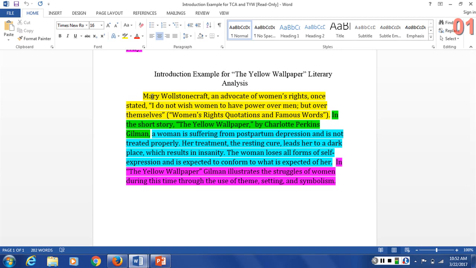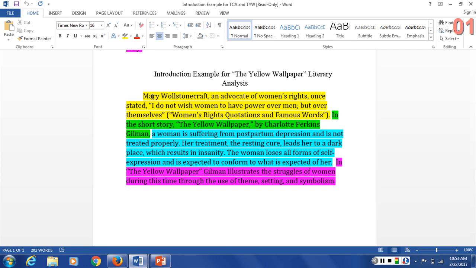It could also be a comparison. It could be a shocking scenario or a shocking statement, something that would be the opposite of what someone would initially expect. So you can see right here in this introduction example that I have written, I have a quote that is pertaining to women's rights because of the particular short story that you have read. It says, Mary Wollstonecraft, an advocate of women's rights, once stated, "I do not wish women to have power over men, but over themselves." You see, I also have that citation there for that quote.